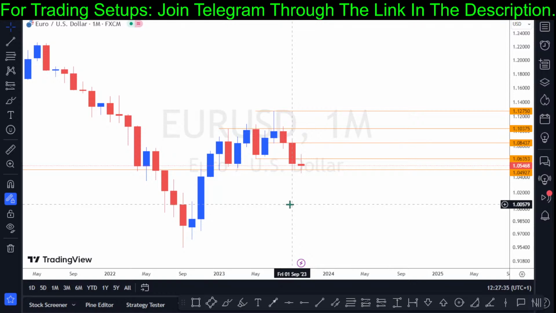So someone said, okay, check Australian dollar paired against the Japanese yen. Okay, I will do that.